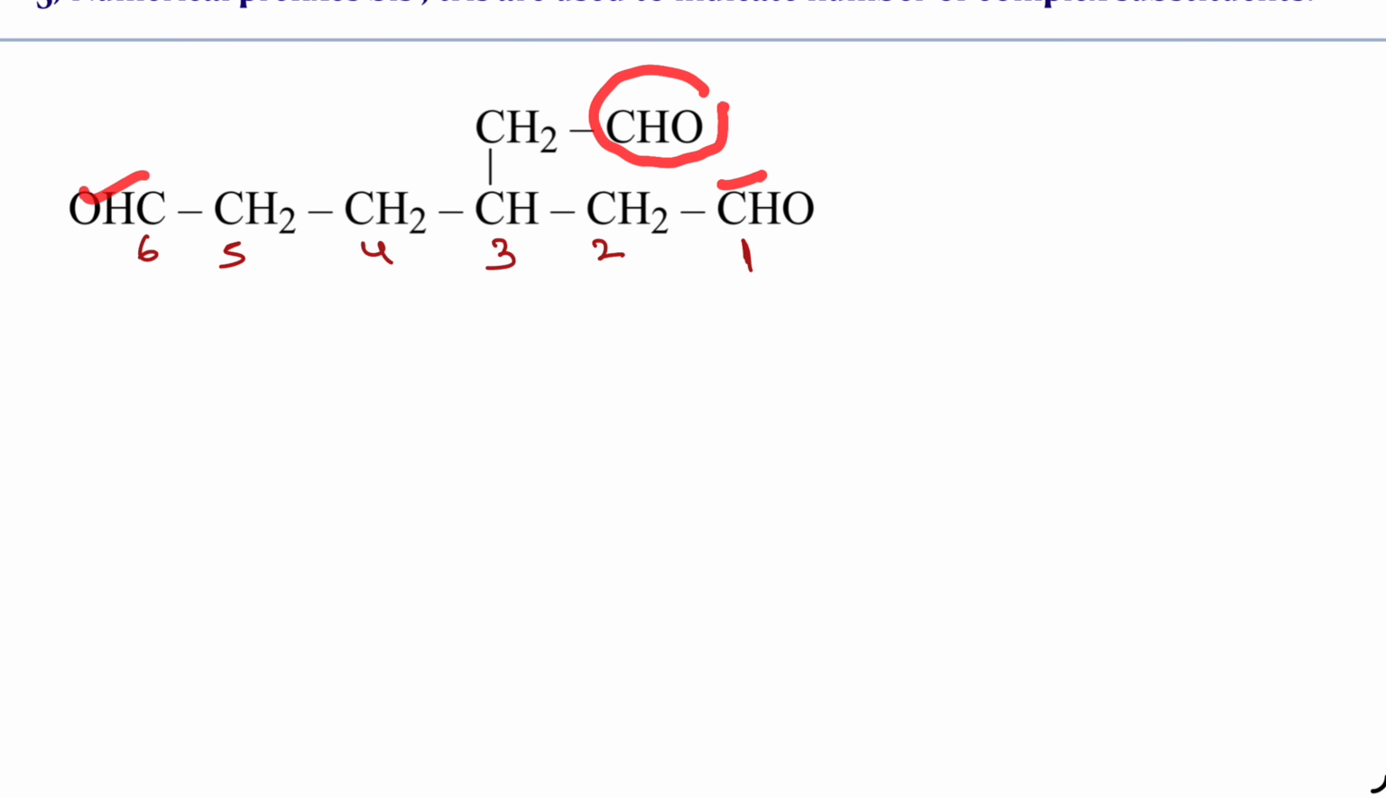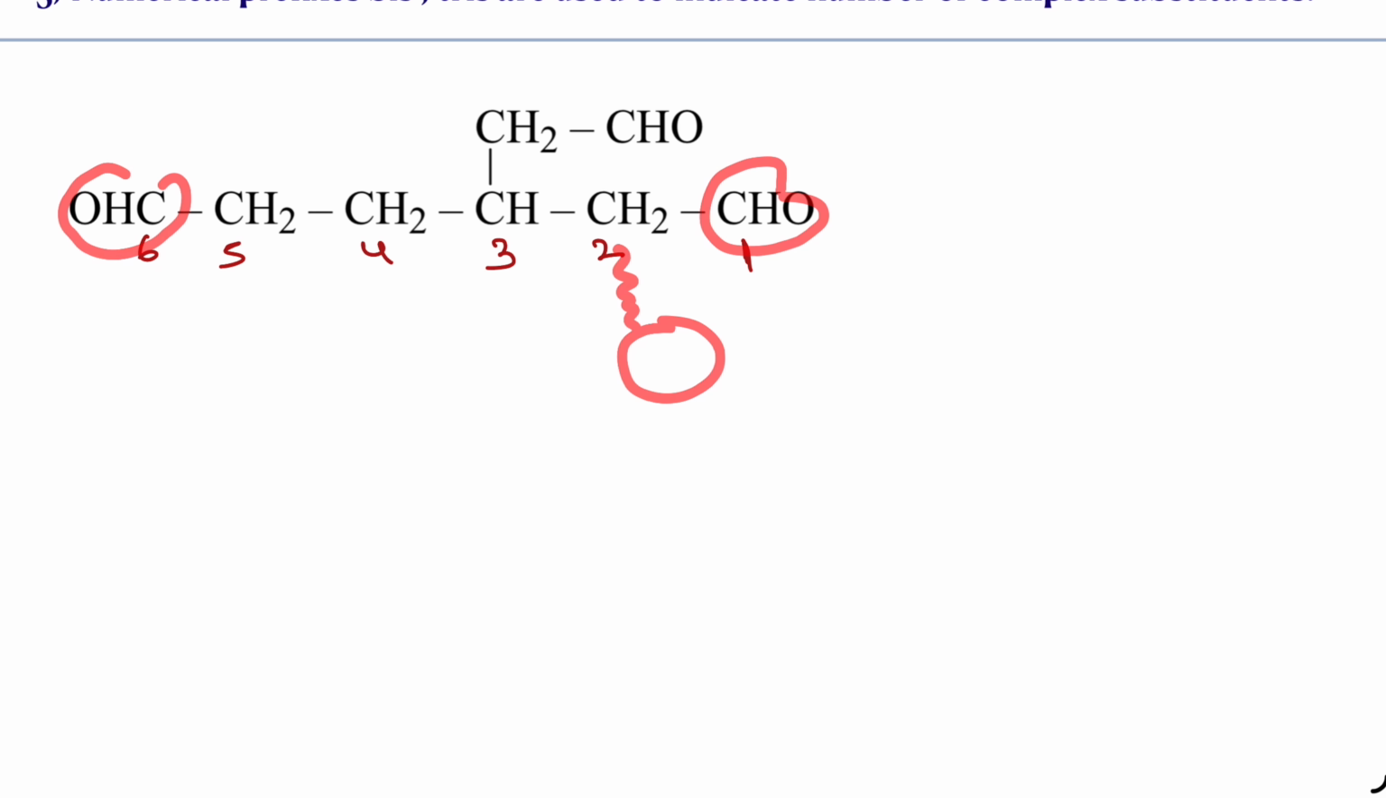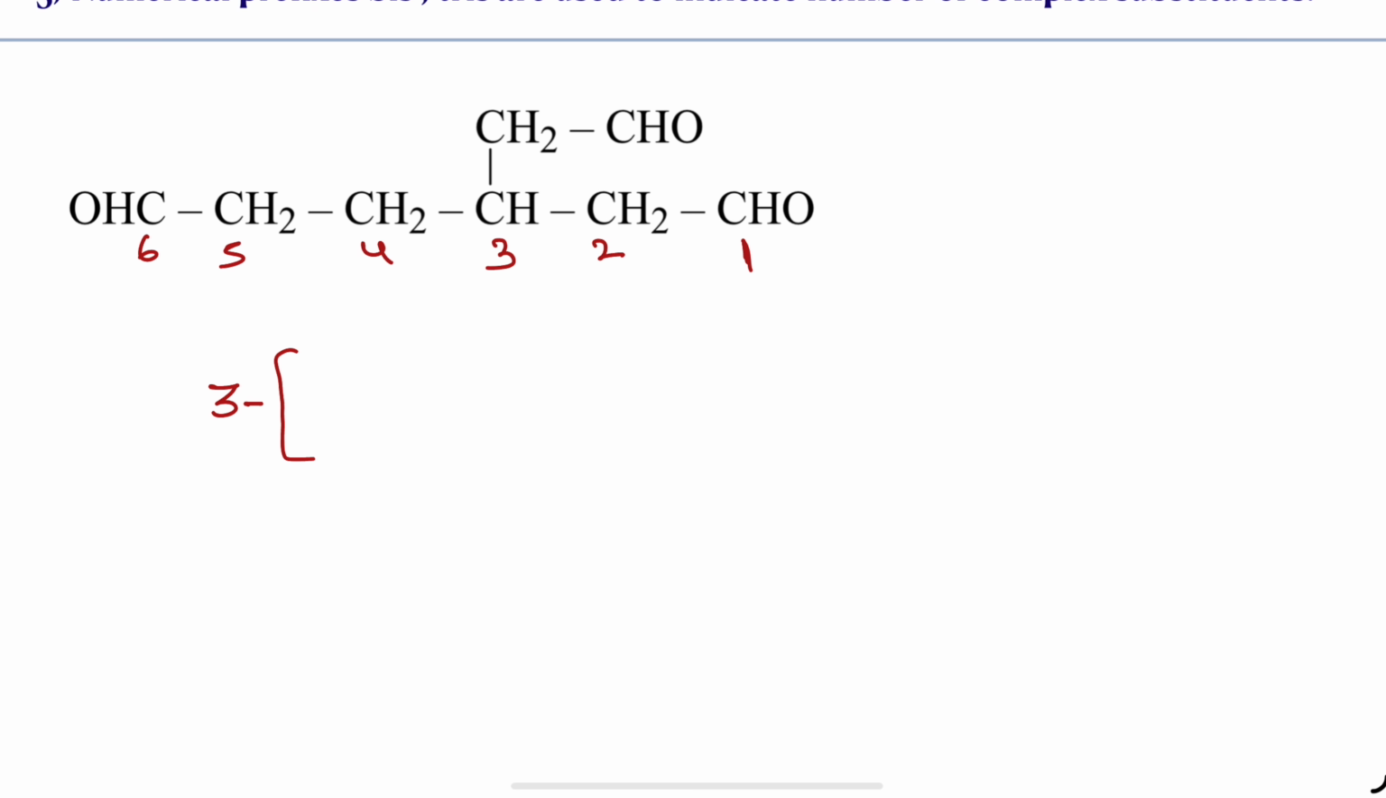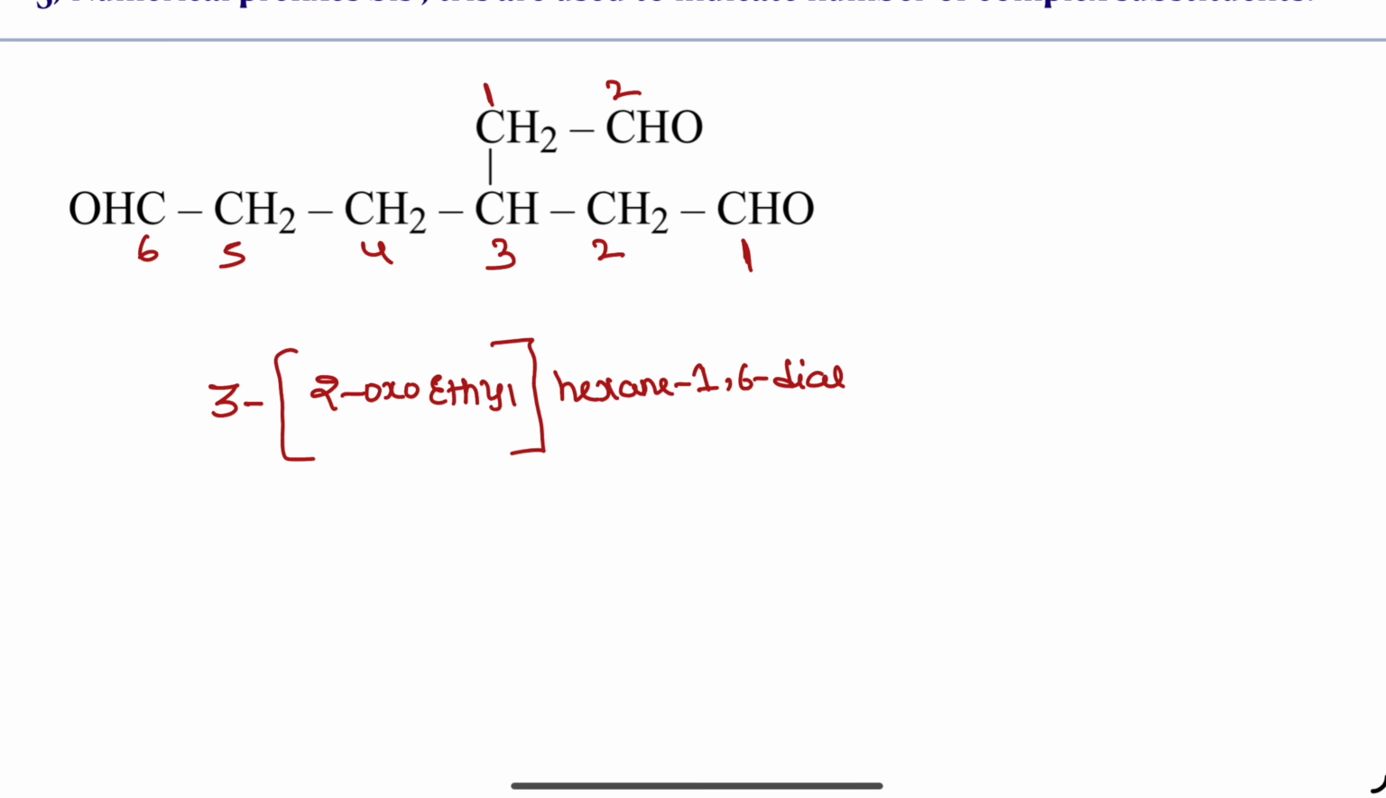Now we can select these two. If you have one more aldehyde group, then this one will be ignored. Special suffixes you should use. But these two carbons can be taken into the longest chain, and the name will be, so that is 3. It is a complex substituent. So this is the first carbon, second carbon, 2-oxoethyl hexane 1, 6 diol.